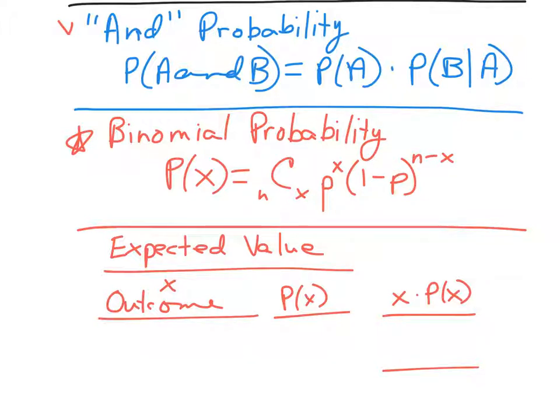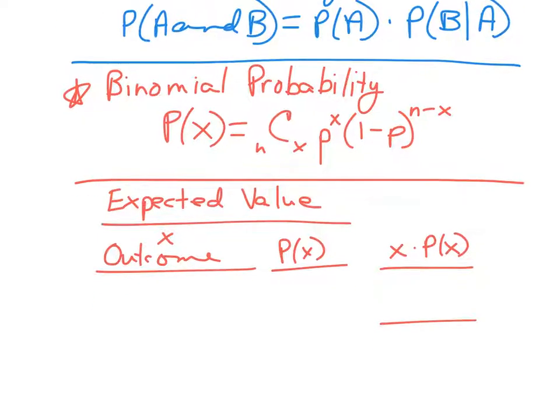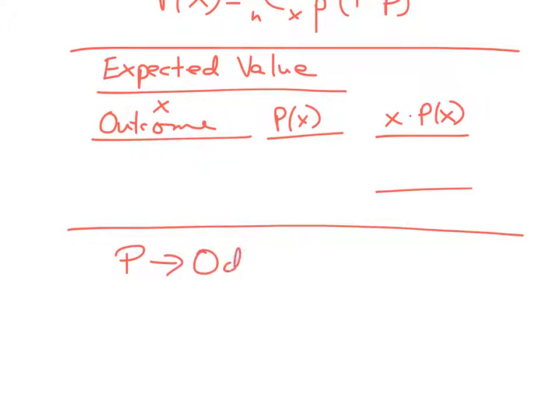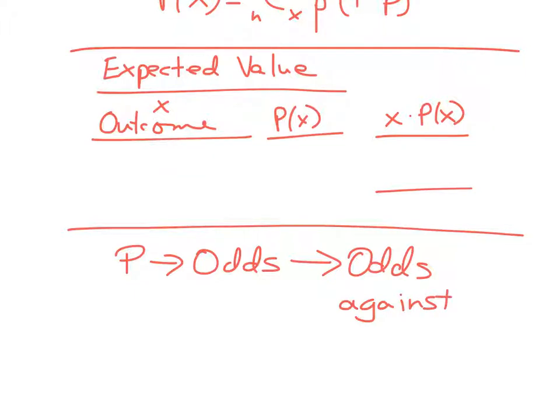And the only other thing I want to say before we start working problems here is, remember, if they ask you for odds or odds against, do the probability first, then convert that to odds, and then convert that to odds against. That's my suggestion. Always find the probability first, then worry about the odds. And that'll save your thinking a little bit.